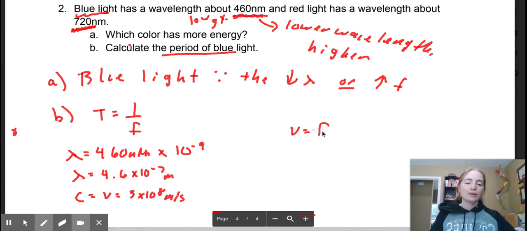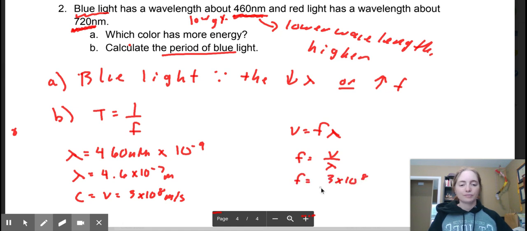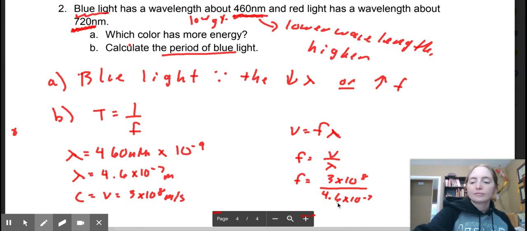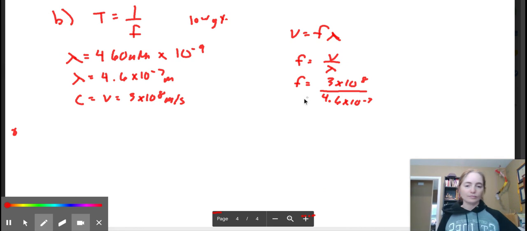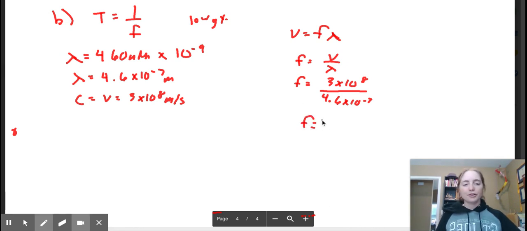So we can now use this equation. V is equal to frequency times lambda. Well, we have lambda. We have the speed. We can find our frequency. Plonk in your numbers and throw it in your calculator.